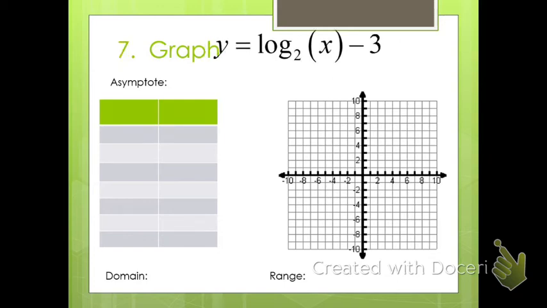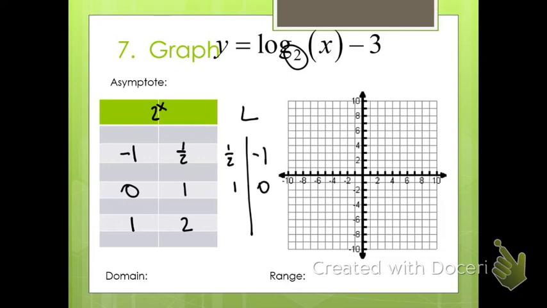Okay, let's do number 7. All I care about is this base number, so 2 to the x power. Okay, if I were to plug in -1, 0, and 1, I would end up getting 1/2, 1, 2. My logarithmic, then t-chart, is going to be 1/2, -1, 1, 0, and 2, 1. So at the moment, let's go ahead and graph those first. So 1/2, -1 is going to be there, 1, 0 is going to be there, and 2, 1 is going to be here.